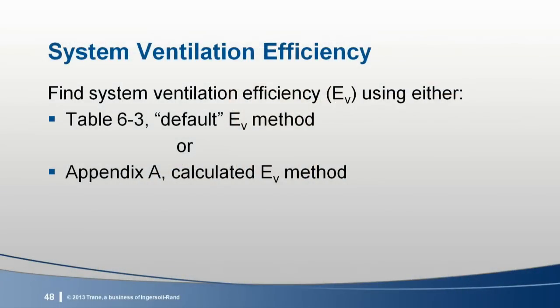To account for this, Standard 62 requires the designer to determine the system ventilation efficiency, or E sub V, in order to calculate the intake airflow for this type of system. The ventilation rate procedure includes two methods for determining E sub V. You can either use the default value provided in Table 6-3, or you can calculate it using the procedures outlined in Appendix A of the standard. The default approach is pretty simple, so it takes less time. However, the calculated approach is more accurate and often results in a higher efficiency and lower intake flow, so it may be worth the effort.